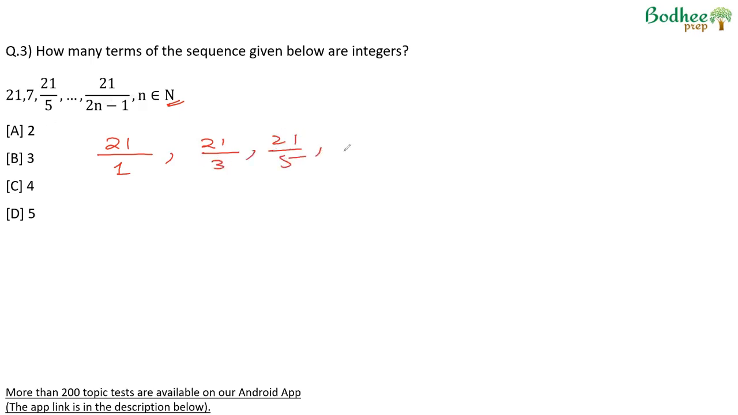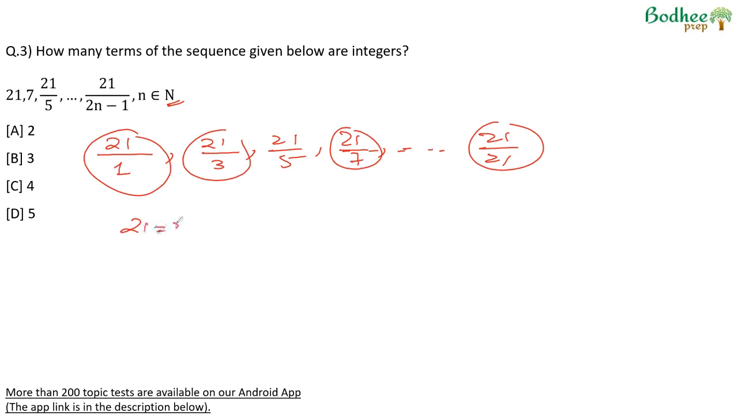So basically, 21 upon odd numbers is the sequence. Which of these will be integers? They will be integers as long as 21 is divisible by the number. So 21 is divisible by 7, and then 21 is divisible by 21. Basically, 21 is 3 into 7, and therefore has 4 factors: 1, 3, 7, and 21. For these 4 numbers in the denominator, we will have integers, otherwise we will not.